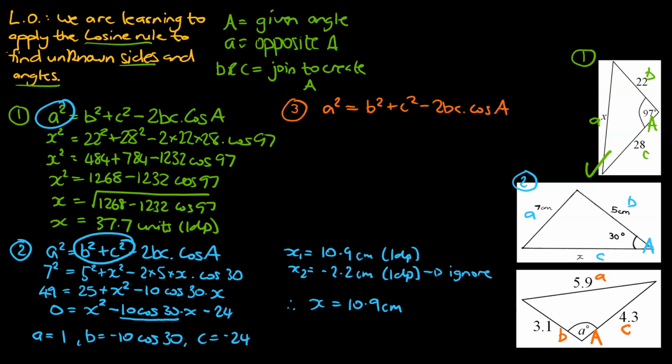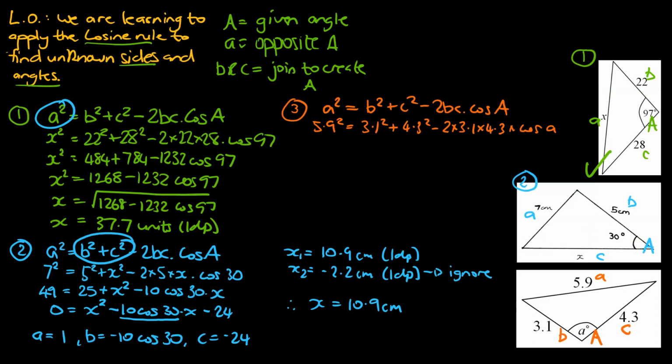So in our case, little a, 5.9 squared, that's going to be equal to 3.1 squared plus 4.3 squared minus 2 times 3.1 times 4.3 times cos big A. That's going to be taken out, and we're now going to substitute in little a, and that's what we've been asked to solve for down the bottom. We can then use our calculator to find out each of these.